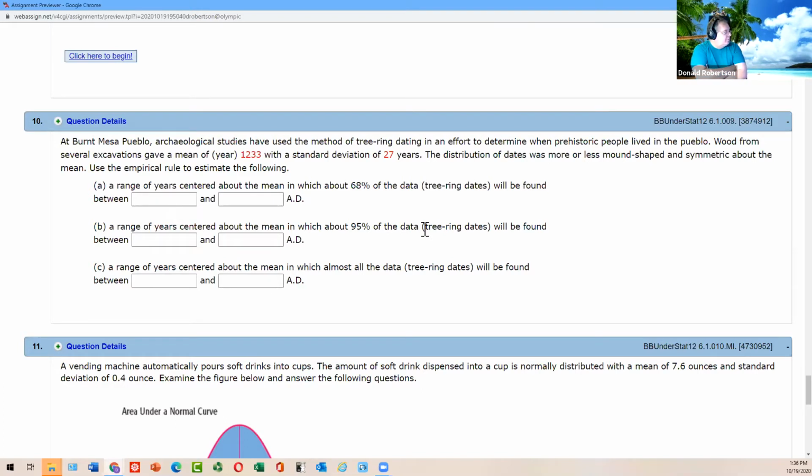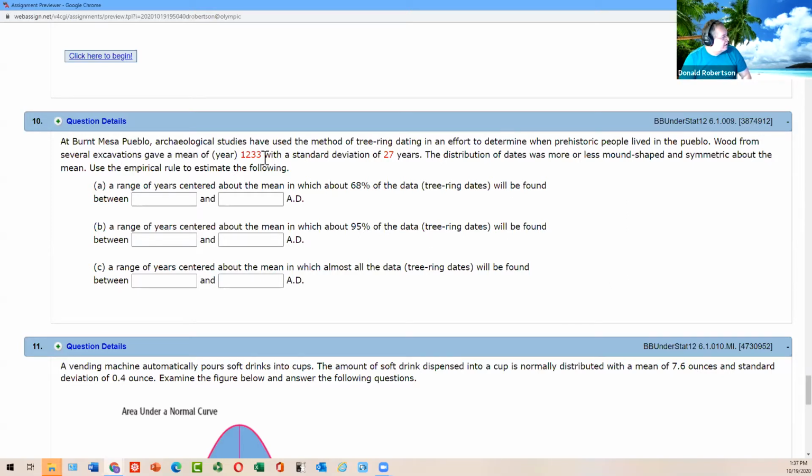At Burnt Mesa Pueblo, archaeological studies have used the method of tree ring dating in an effort to determine when prehistoric people lived in the Pueblo. So from what I've seen on TV, don't they use basically trees and mud and brick to build their houses, right? And so you get a tree and you cut it and you can actually identify how old that tree was, how far back in time it was cut, really. And from that you can date it.